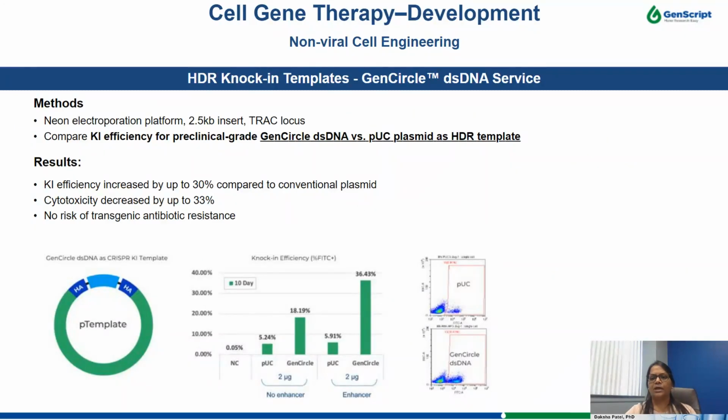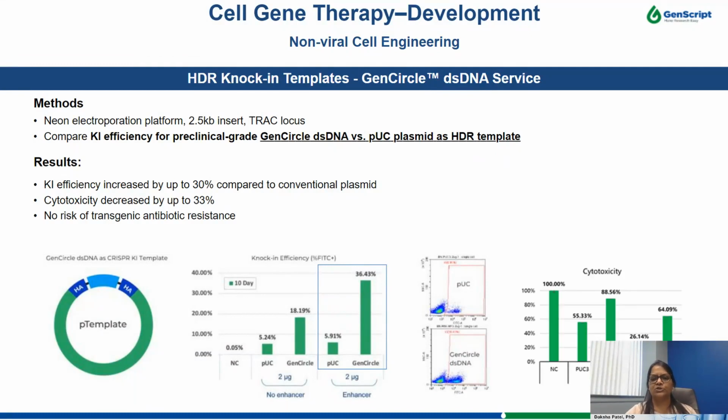Here we have data comparing the GenCircle dsDNA vector to the traditional plasmid, and as we can see, HDR knock-in efficiency is significantly higher with the GenCircle template. It's about 30% improved compared to the standard plasmid, and low cytotoxicity is also observed. Hence it performs very well, which means gene editing can be advanced into cell and gene therapy using GenCircle dsDNA.